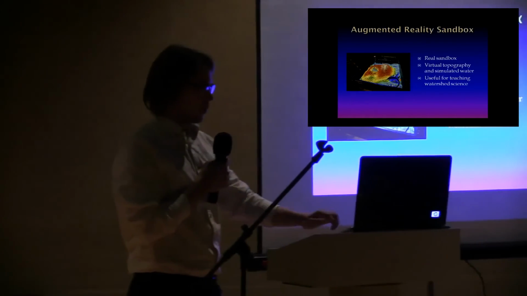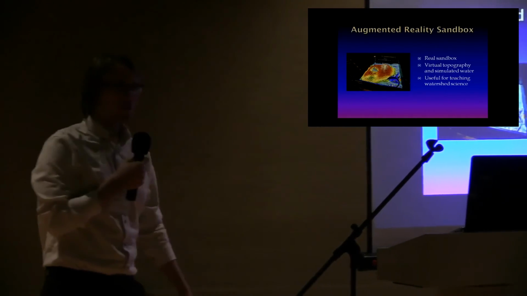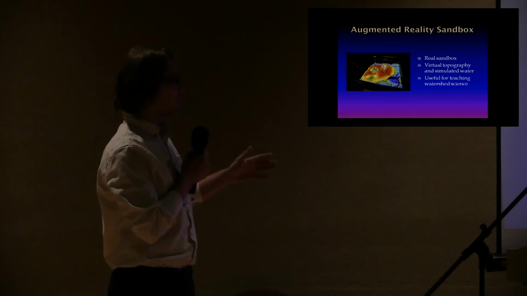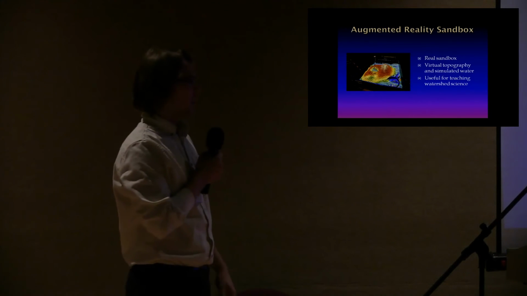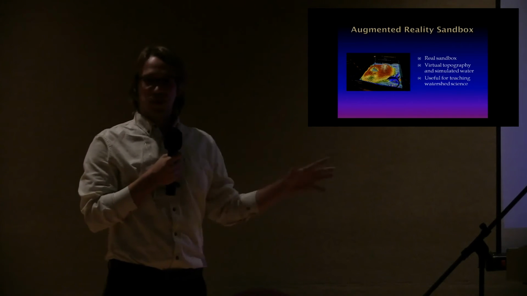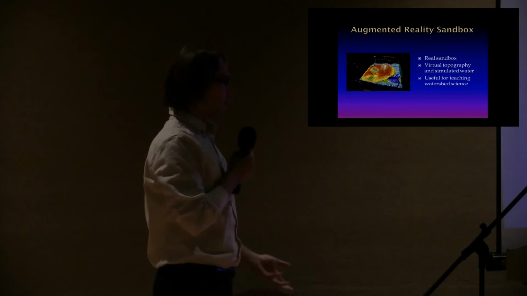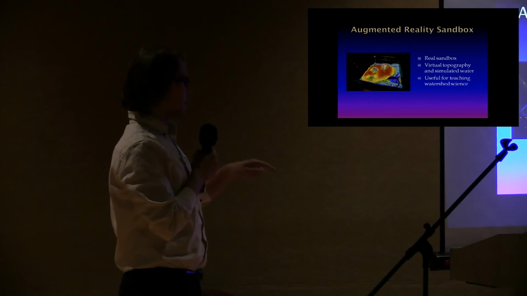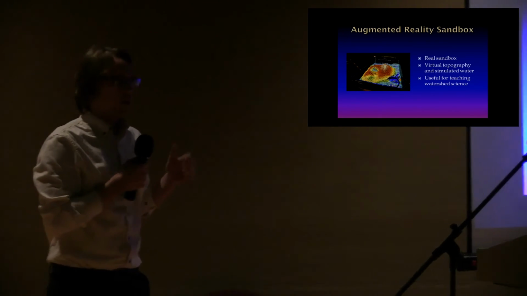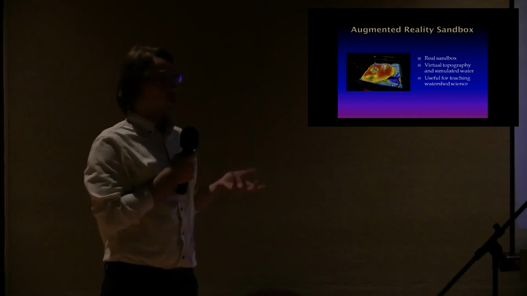So that's a neat one. But we have a lot of other cool exhibits. This is actually one that we already have in our facility. It's an augmented reality sandbox. It's a real sandbox so kids can actually move around the sand themselves. And it has a color elevation map. It changes in real time, has contour lines and simulated water. And so it's really useful for teaching watershed science.